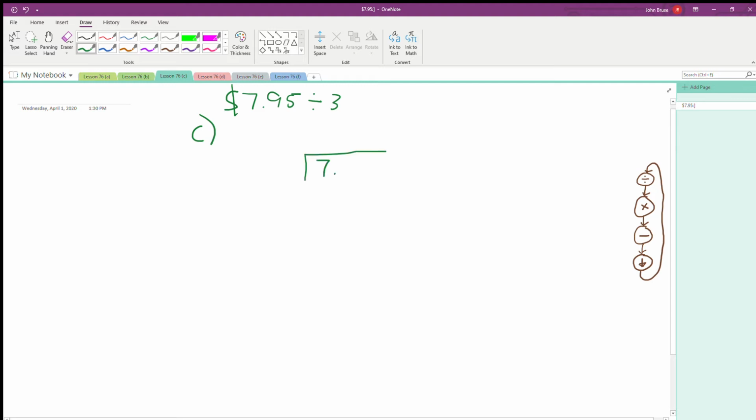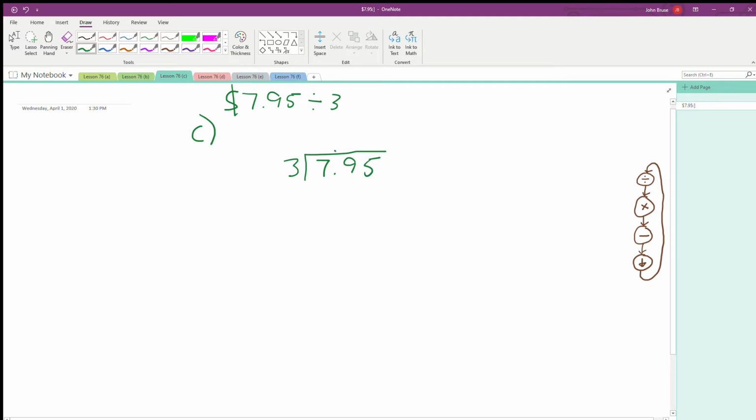with the decimal in there. And we're going to put our 3 over here. So this is our dividend, $7.95, and our divisor is 3. And I'm going to go ahead and put my decimal here. Oops, I do not know what just happened there. So I'm going to try that again.